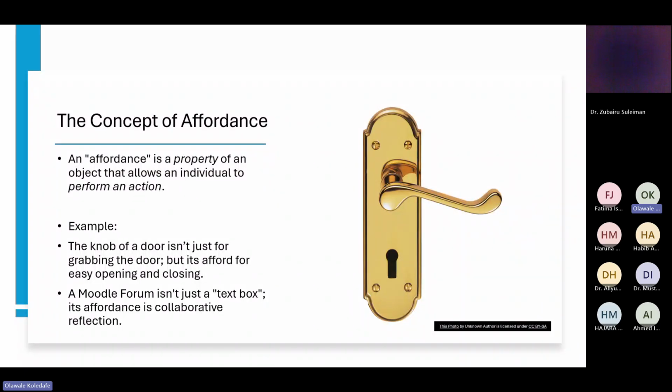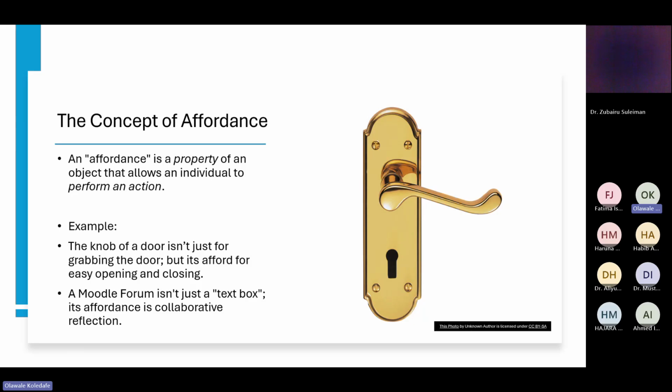In the case of learning management systems, we want to narrow things down now. We want to go into Moodle learning management system specifically. The forum in Moodle, for example, is not a text box. It is rather a tool for collaborative reflection. So we'll talk about the Moodle forum as time goes on.